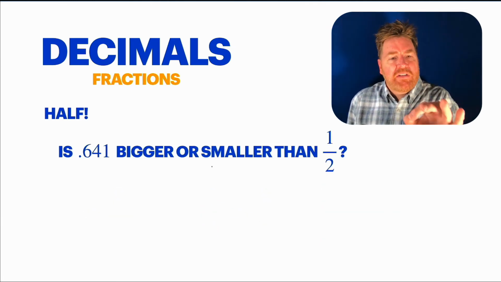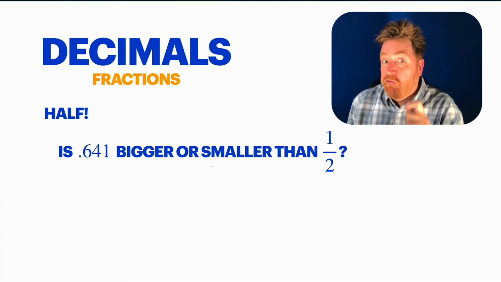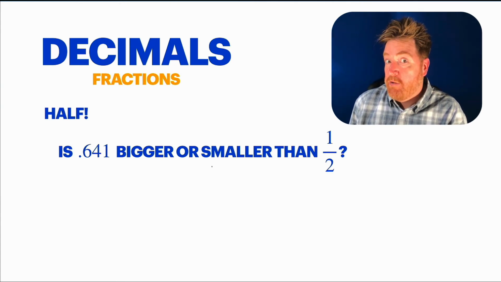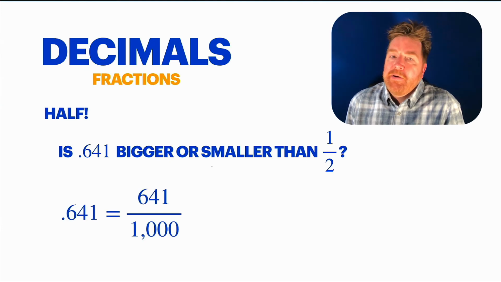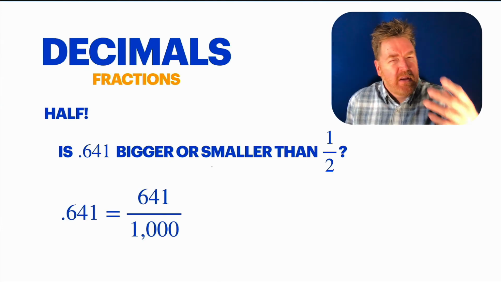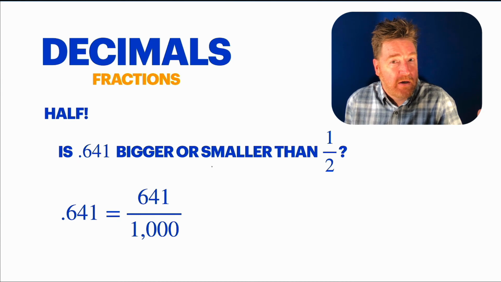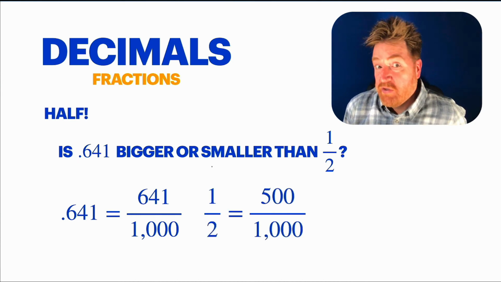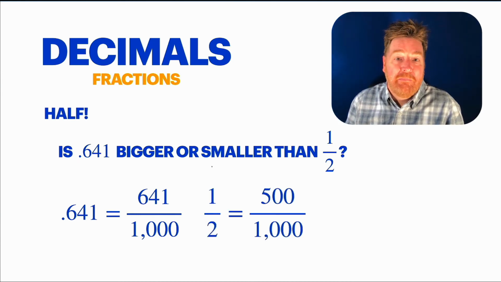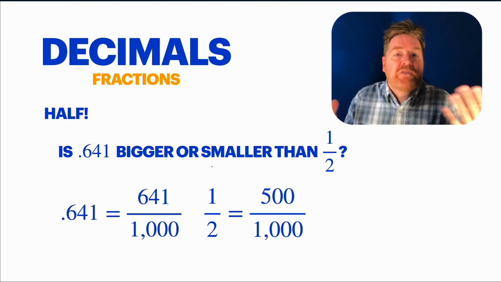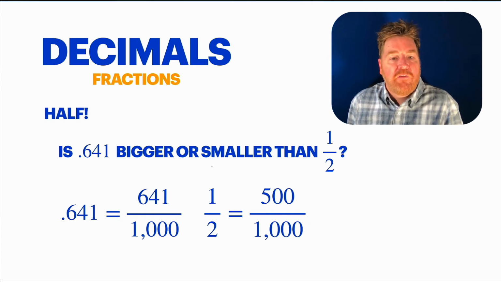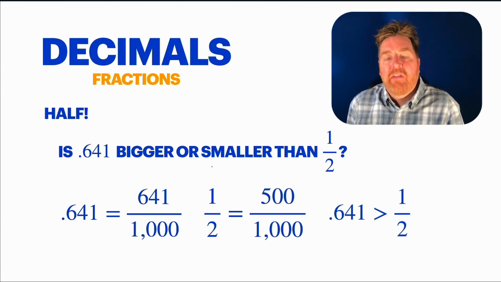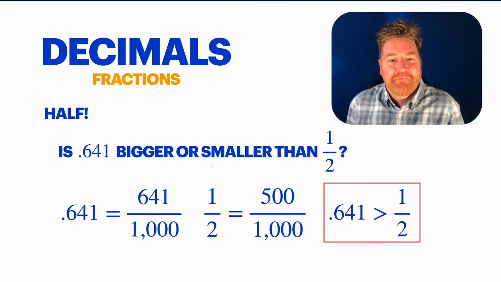All right, here, try this one. How about this 0.641? Also known as 641 thousandths, right? We're going to read it that right way. 641 thousandths. Is that bigger or smaller than 1/2? Half in the thousandths form is 500 thousandths, right? When you're comparing to a half, you just need to know what half is. It's 500 thousandths. So 641 thousandths is clearly bigger than a half. We got it.